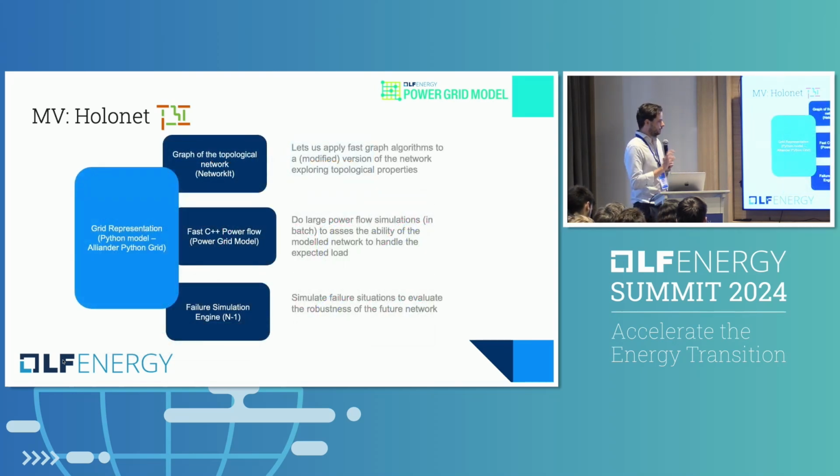Well, how do they do it? They have a grid representation by a Python model, which is called Alliander Python Grid. I'll tell you something about it in a bit. And it uses NetworkX for graph logic, power grid model to do the power flow calculations, and it has a failure simulation engine to evaluate the robustness of the network, so doing n-1 calculations.